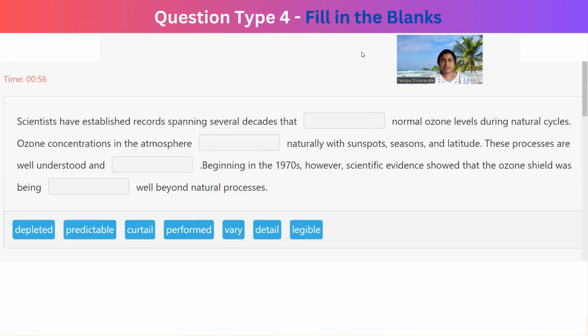The next question type in the exam is reading fill in the blanks. You will be given a passage with some blanks. You have to select the suitable answer from the list, and you have to drag this answer to the relevant blank. Now I will give you 2 minutes for preparation of these answers. After 2 minutes, we will discuss this question.